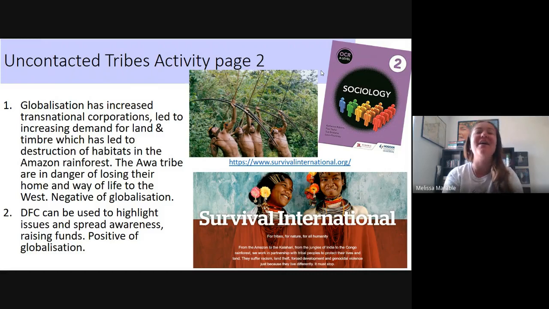Okay, so of course, we're looking at an Amazonian tribe in Brazil being made to leave their homes because of globalization. But vice versa, positive, because now we know about it and we can maybe help them because we are understanding what's going on. So question 1 was, what effects has globalization had on tribes such as the Awa? So globalization has increased transnational corporations. This has led to an increase in demand for land and timber, which has led to the destruction of habitats in the Amazon rainforest. Boo.